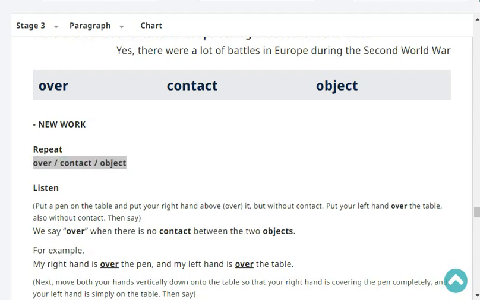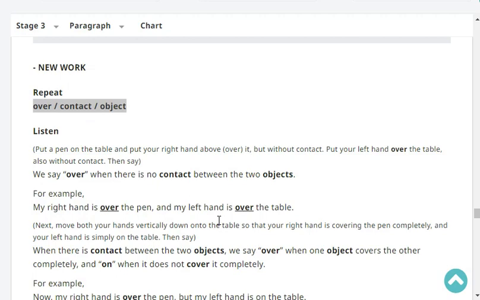Repeat: over, contact, object. Very good. Okay, listen. We say over when there is no contact between the two things or two objects. For example, my right hand is over the pen because there's no contact. And my left hand is over the book because it's not touching the book.